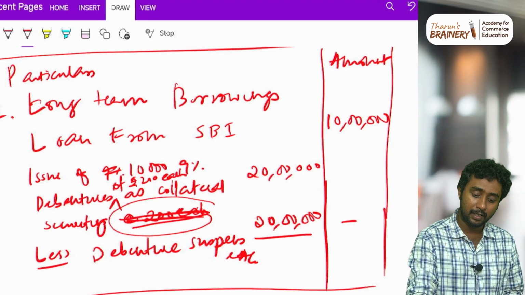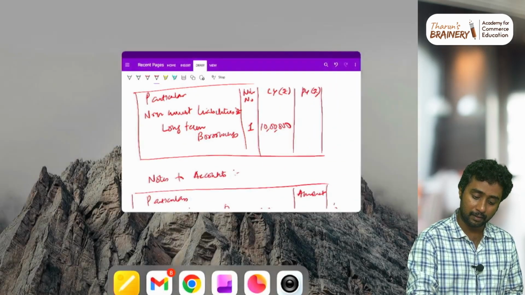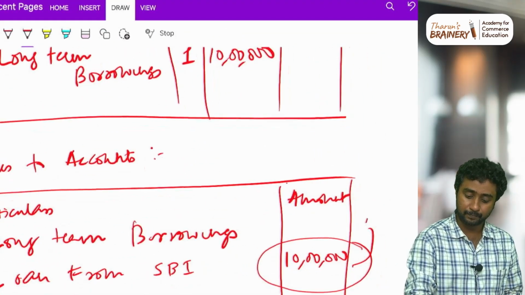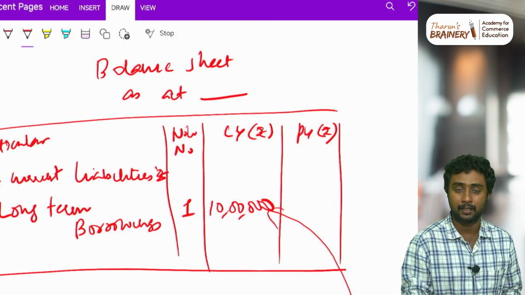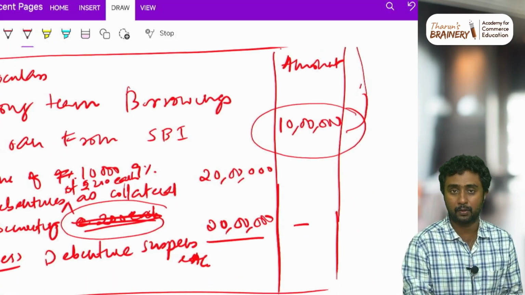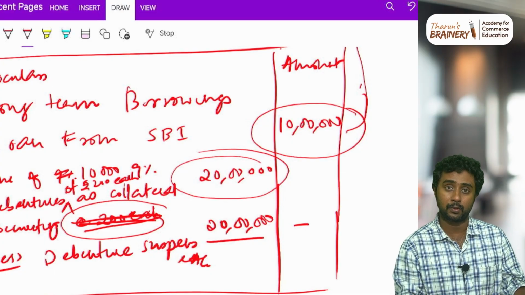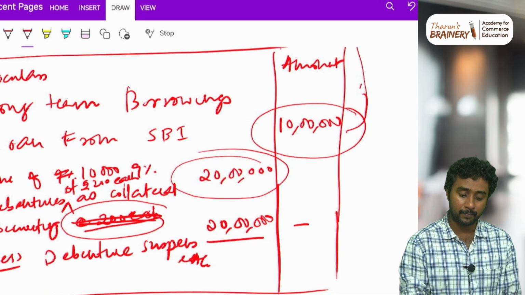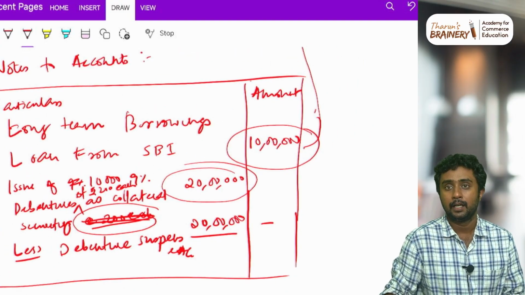That means finally this amount of rupees 10 lakh will go to which statement? The balance sheet. So in the balance sheet also we will be showing 10 lakh only because of this reason. If there was no debenture suspense account, how much would we show? 20 lakh rupees would also be shown in the balance sheet. Okay, so that is how this method works. I hope I made it clear.